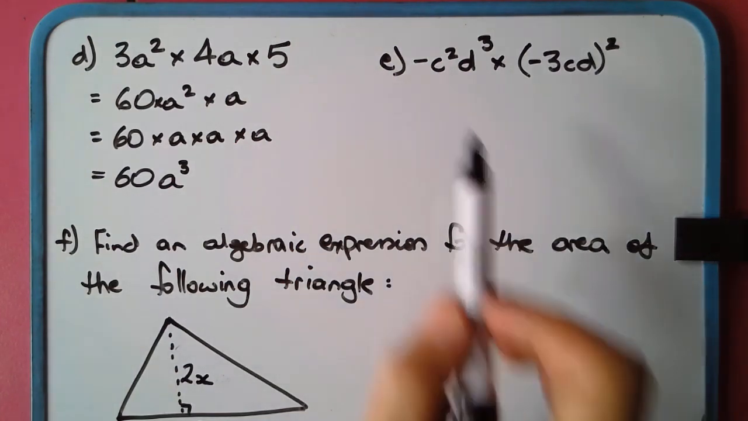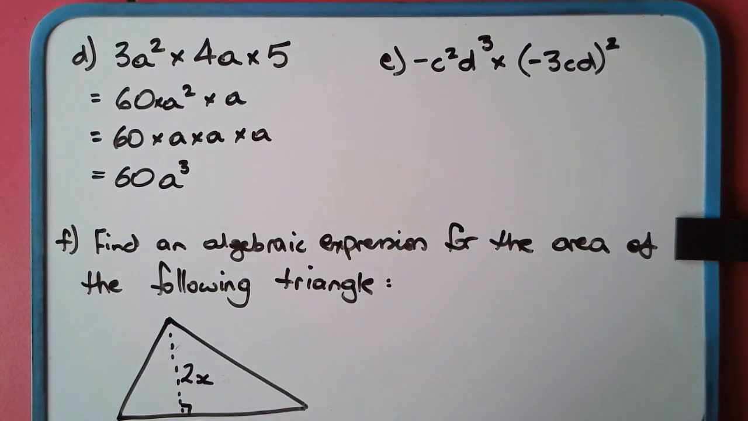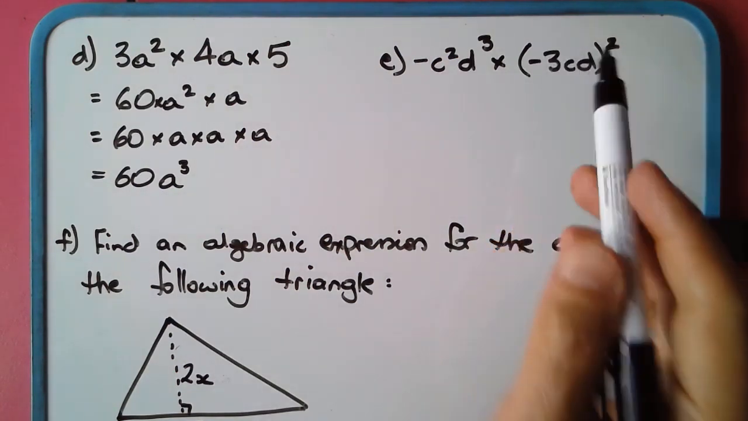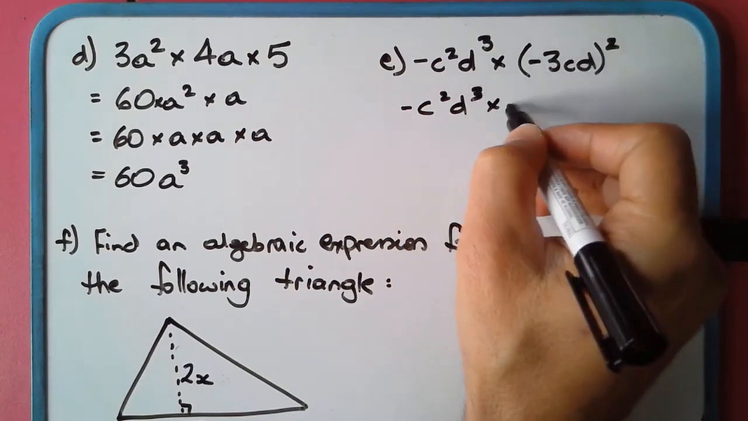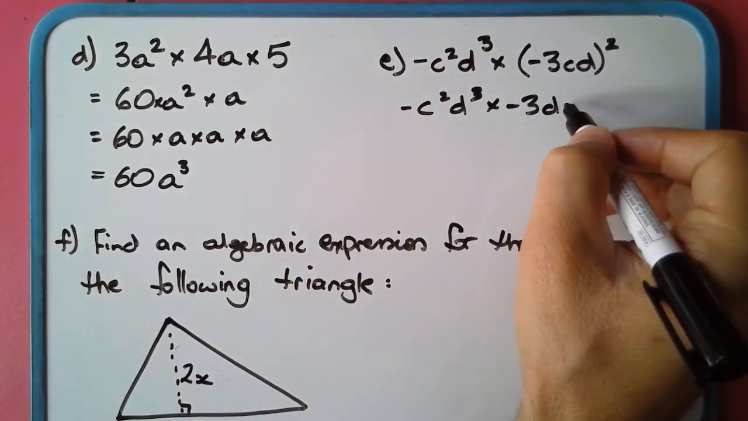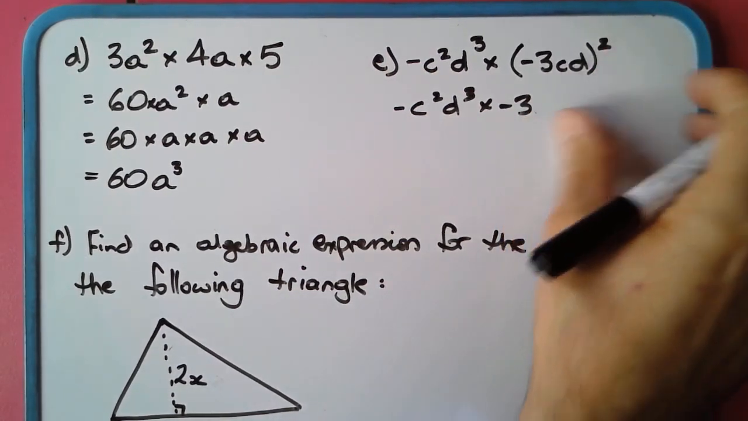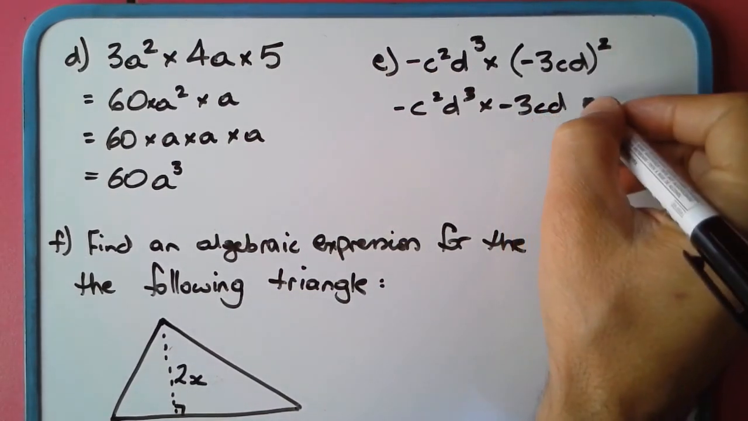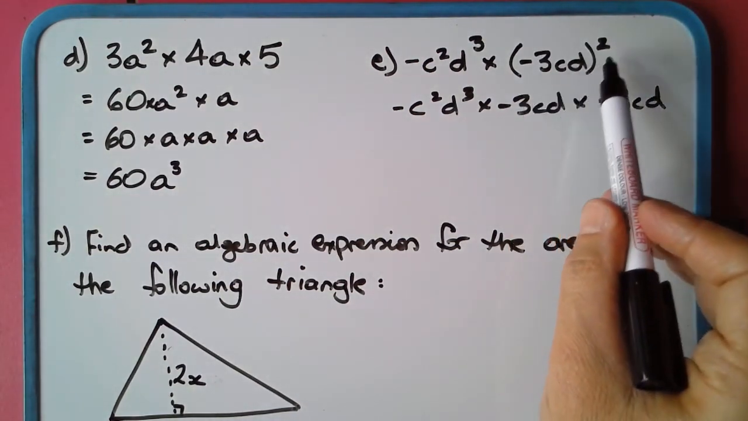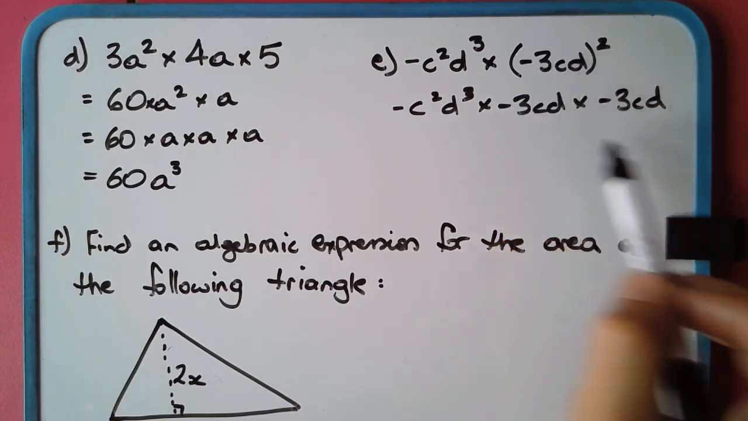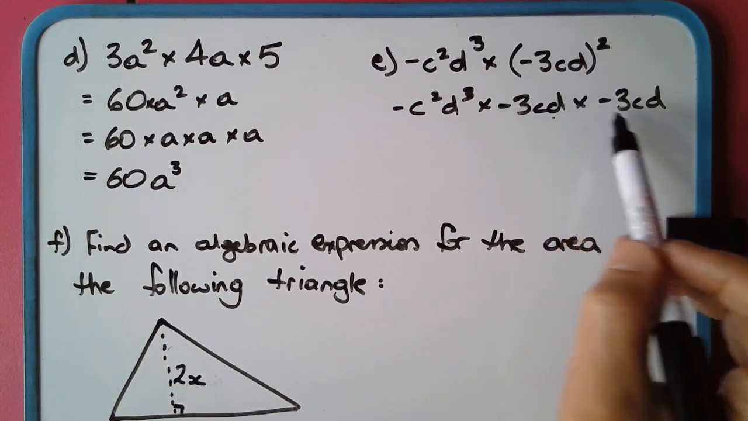Part E, negative c squared d cubed times negative 3cd squared. Bit messy. Let's expand the bracket first. So that's negative c squared d cubed times negative 3cd times negative 3cd. Negative 3cd squared just means whatever's in the bracket is being multiplied by itself. So negative 3cd times negative 3cd.